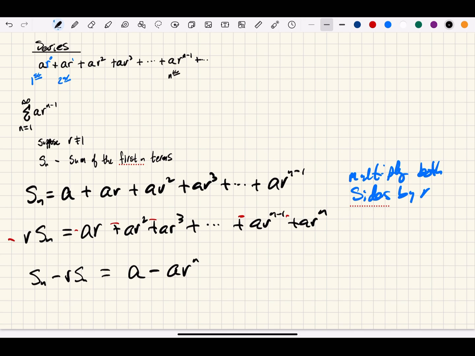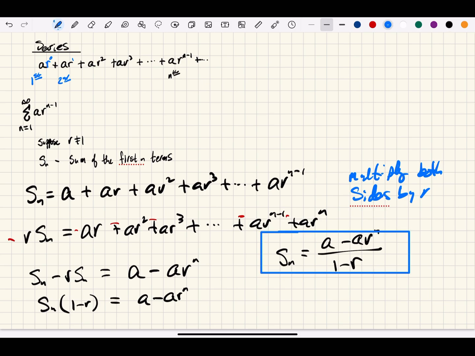Okay, so let's see. I'm trying to get a formula for S sub n, instead of writing it as A plus AR squared plus AR cubed and all that. I want it just to be S sub n by itself. And I've got it in two terms over here on the left. But that's okay. I can just factor an S sub n out. So I'd have S sub n times 1 minus R equals A minus AR to the n. And, well, let's see. So I could divide both sides by 1 minus R. So what do we wind up with? We wind up with S sub n equals A minus AR to the n over 1 minus R. So there's a formula, then, for a finite geometric sequence.